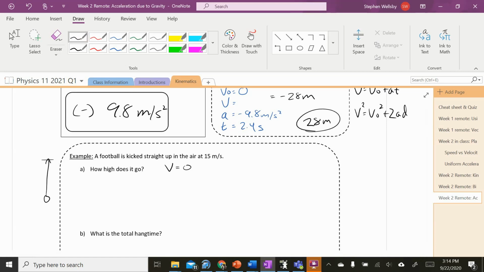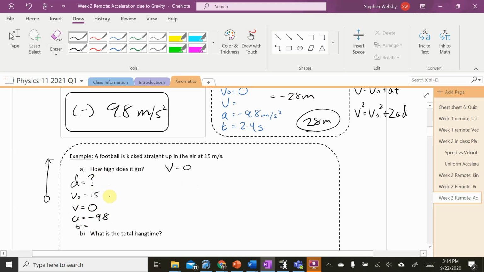So in this particular case, there are 5 variables. D is what we're trying to find out. That's our question. V naught is equal to 15. V is equal to 0. A is equal to negative 9.8. And T we don't know. So let's try and solve the D first of all.